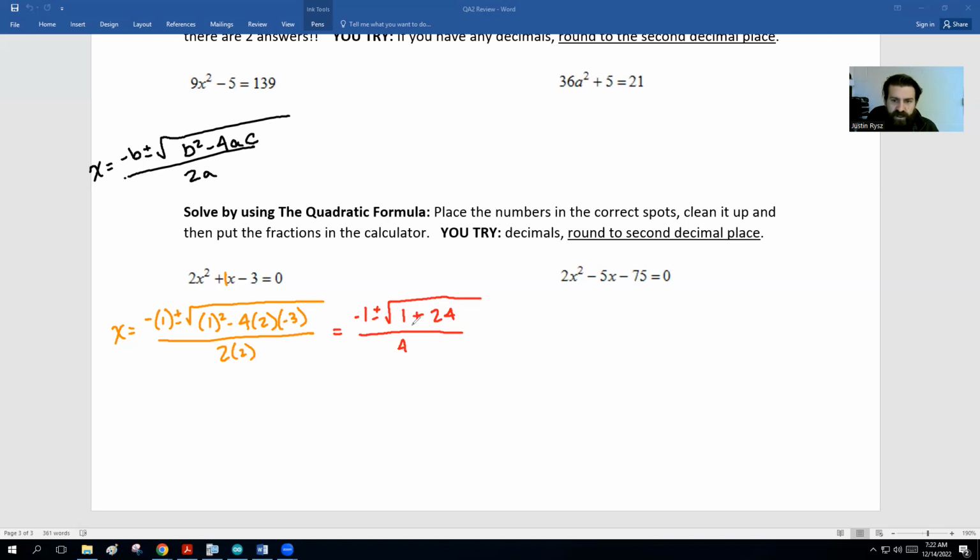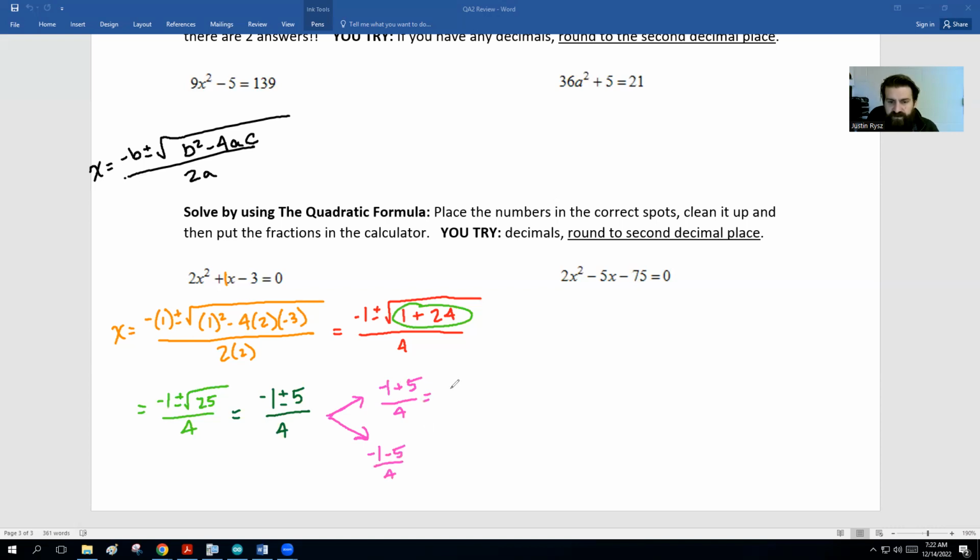Okay, moving on here, we need to simplify inside the square root. So we got negative 1 plus or minus the square root of 25 over 4. The fourth step is then we actually take the square root of that number. That's nice. The square root of 25 is 5. And then we're just going to break this up into 2 problems to solve. One of the answers is going to be negative 1 plus 5 divided by 4. And the other one is negative 1 minus 5 divided by 4.